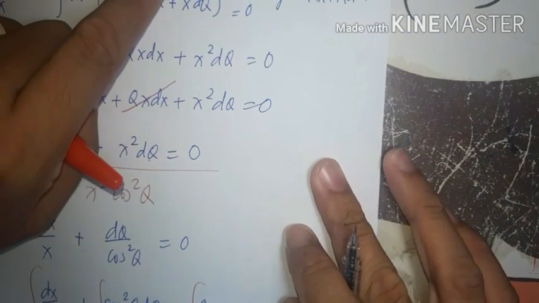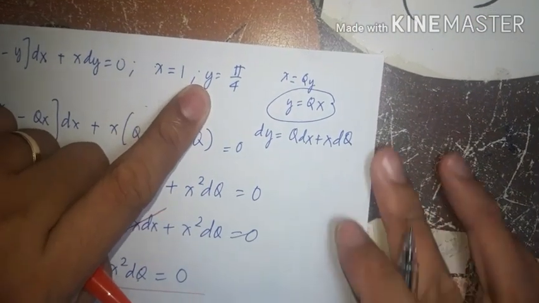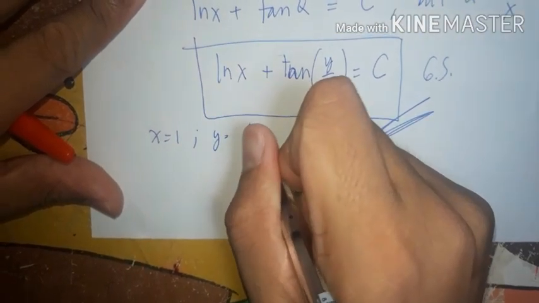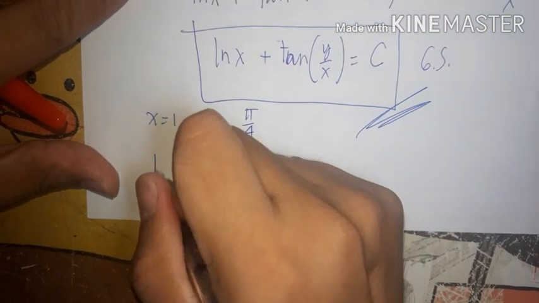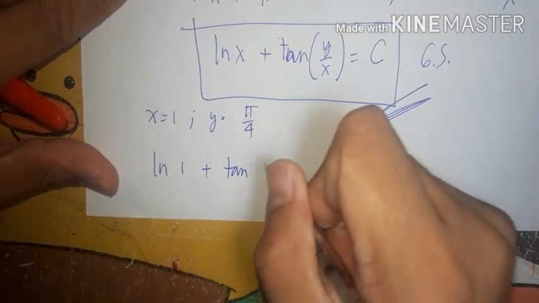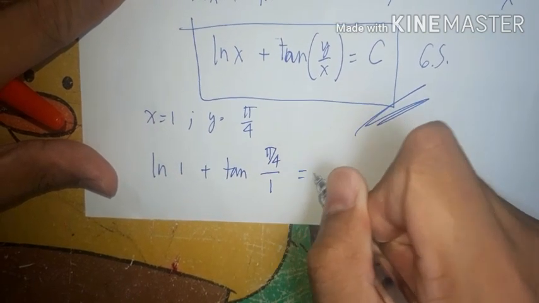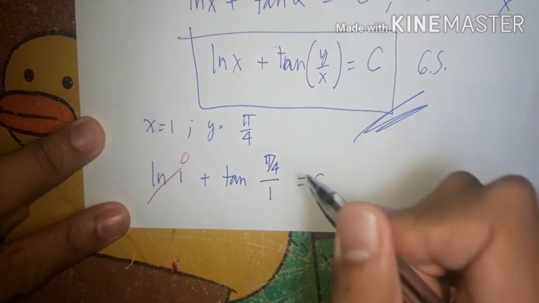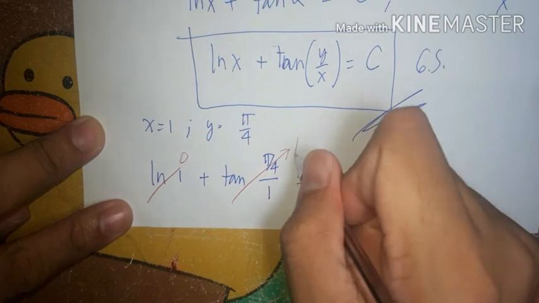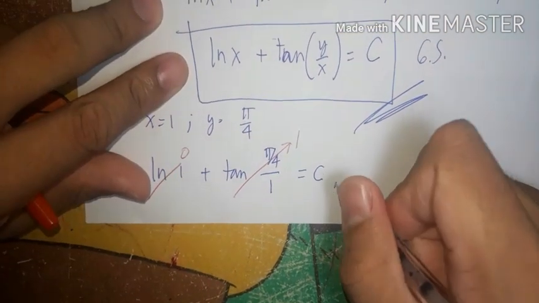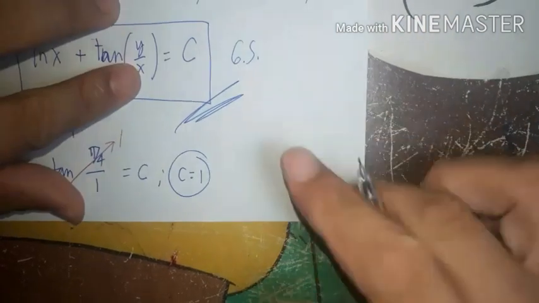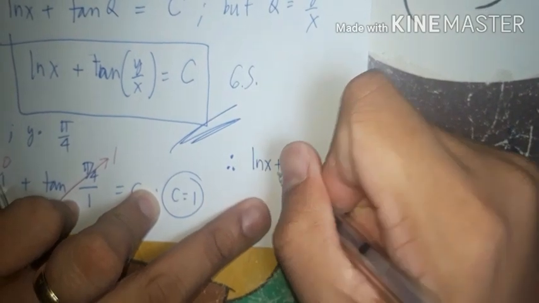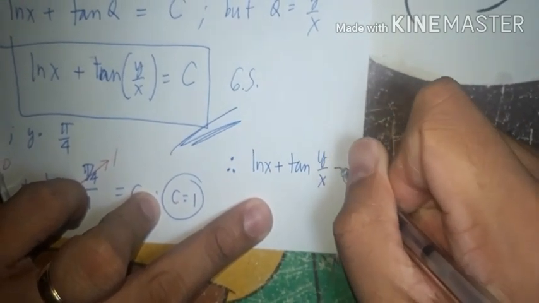Meron pala tayong initial condition that when x is equal to 1, y is equal to pi over 4. So let us try to substitute. When x is 1, y is equal to pi over 4. So that gives you ln of 1 plus tangent pi over 4 over 1 is equal to c. ln of 1 is 0. Tangent of pi over 4, so that's tangent of 45, that's 1. So tangent of 45 degrees is equal to 1, then c is equal to 1. So therefore, our answer is ln of x plus tangent y over x is equal to 1.